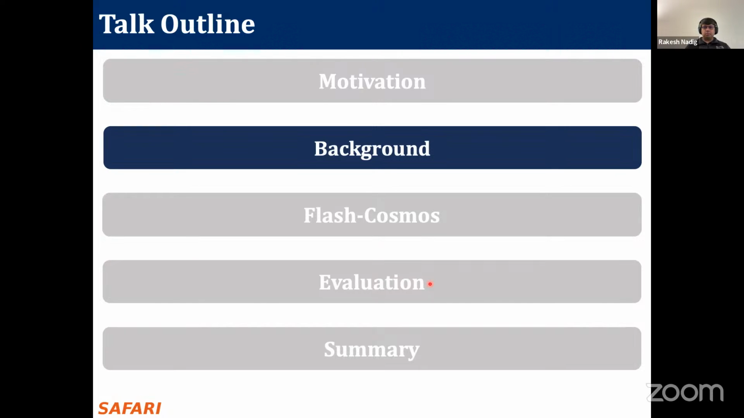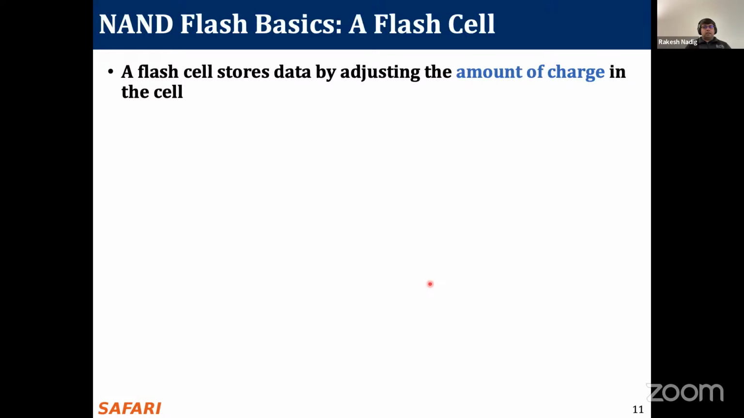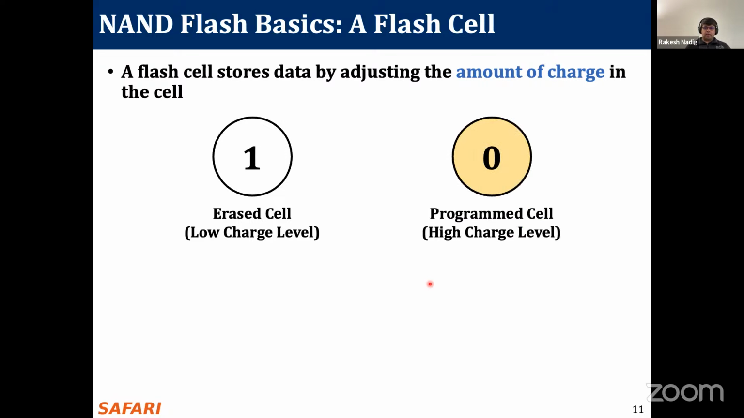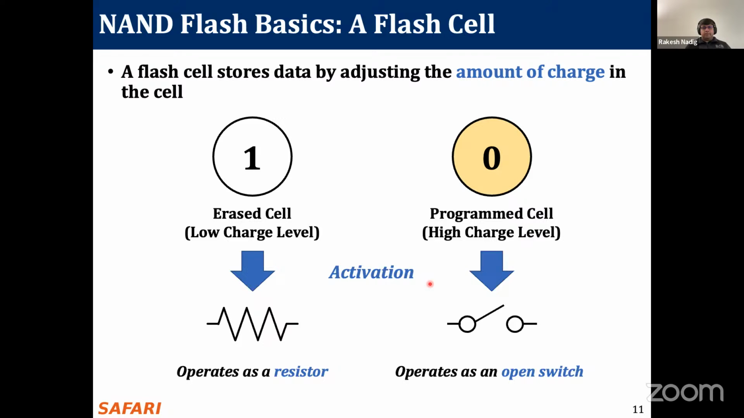So we'll start with a flash cell, and you may have seen this before. A flash cell stores data by adjusting the amount of charge in the cell. If a flash cell is in the erase state, then it stores the value 1, that is, it has a low charge level. And if it's in the program state, where the charge level is high, it stores the value 0. And if we activate the flash cell, then if it is in the erase state, it operates as a resistor. And if it's in the program state, it operates as an open switch.